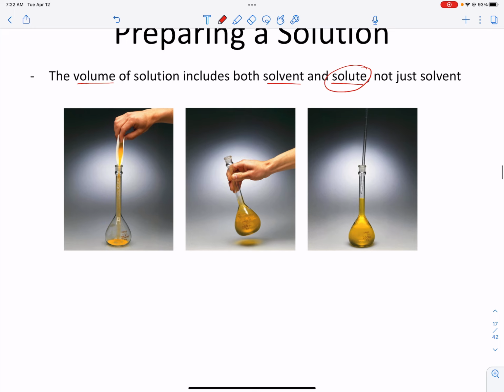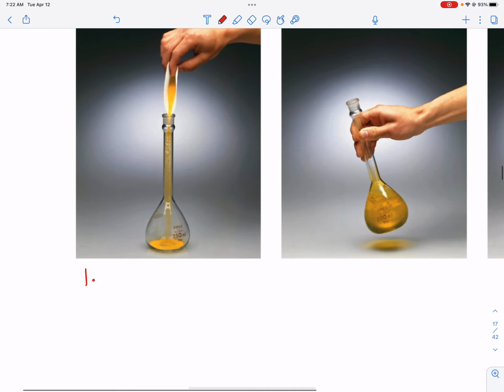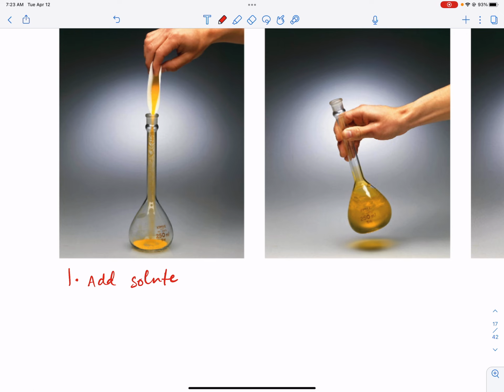The glassware in this picture is called a volumetric flask. You see a hand pouring some yellow solute into it. Step 1, if you're preparing a solution, is to add all of your solute, whatever you're going to dissolve.